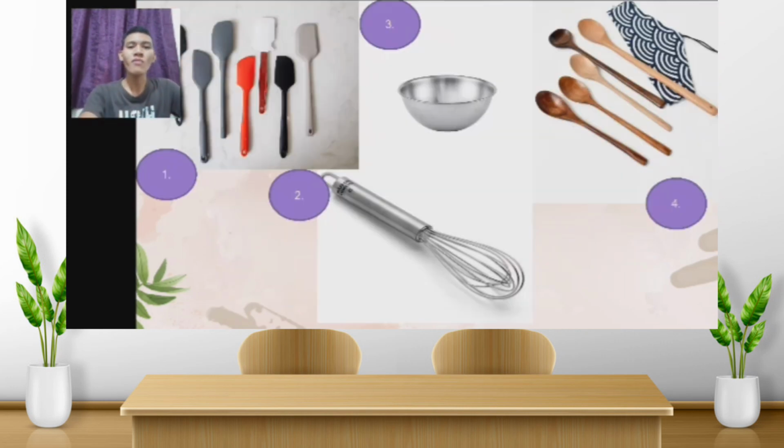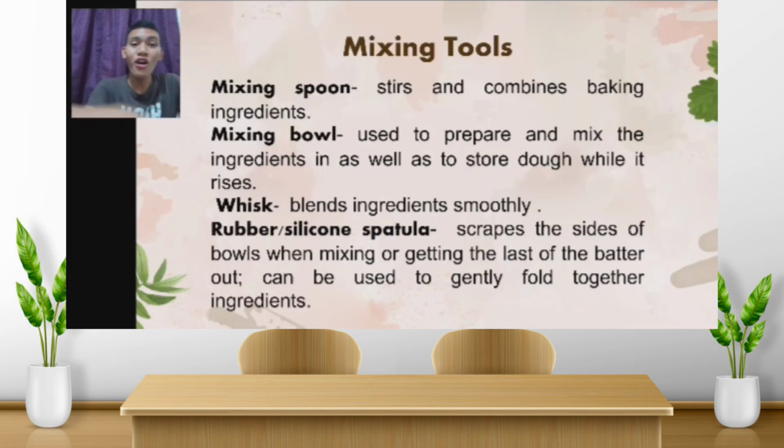Okay? So number one, that is the rubber or the silicone spatula. For number two, that is a whisk, specifically a wire whisk. Number three is obviously a mixing bowl. And lastly, number four, that is a wooden ladle or a mixing spoon. Okay.